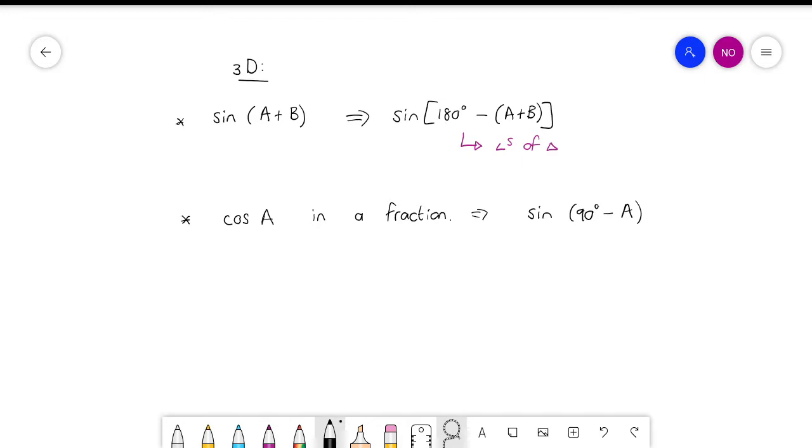that it could have come from sine of 90 degrees minus another angle.